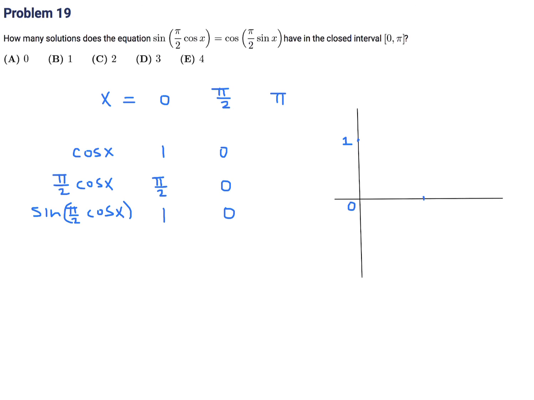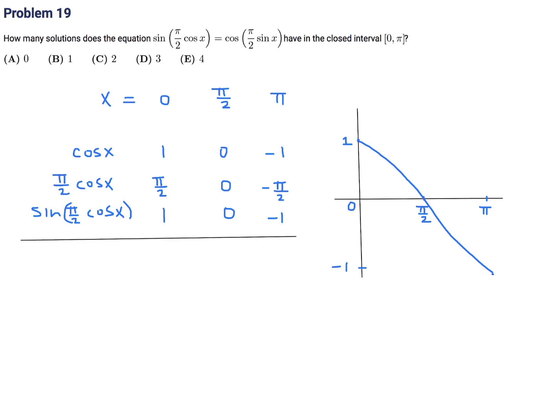And then we are going to do pi next. So cos of pi is -1, and therefore this would be minus pi over 2. And the sine of minus pi over 2 is -1. So when it's pi, it's -1. So approximately down here. I don't know exactly what this looks like, but it's obviously going to be something like that. It's not going to be a straight line because sines and cosines don't behave as straight lines. They're always curves. Okay, so I took care of the left side.